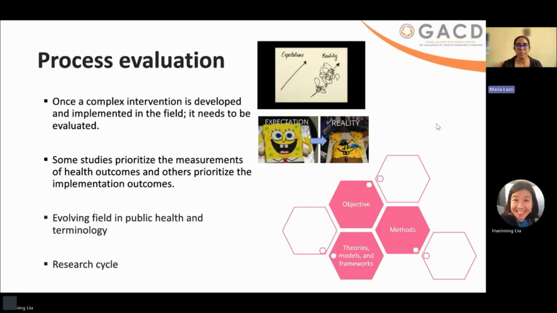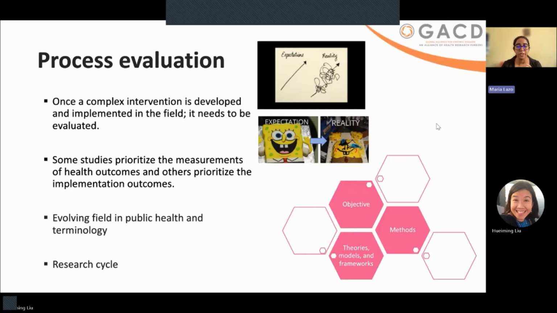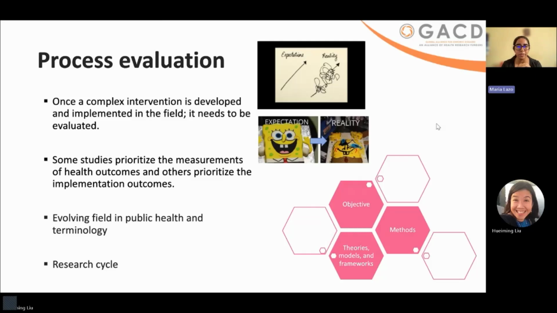Also, I would like to highlight that process evaluation is an evolving field in public health since the 60s, when we started using these methodologies. The terminology is changing, and in some cases people use the term process evaluation, and in other cases they use implementation outcomes or evaluation of the implementation, etc. So this is something that is changing over time.